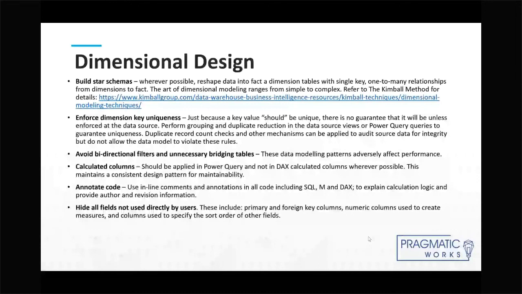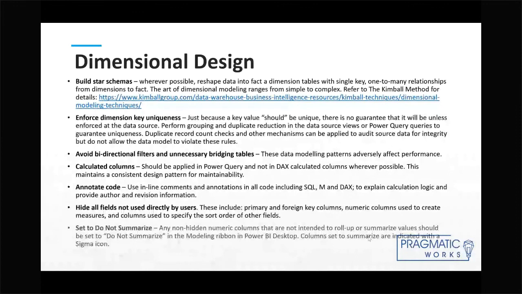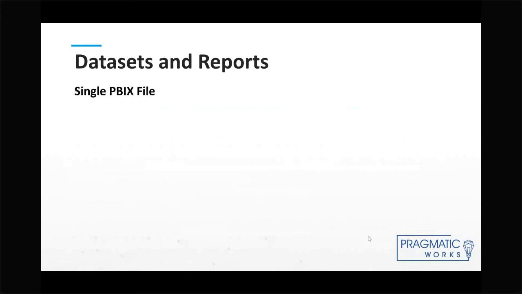And anything that users don't need to use, keys, columns that are just there for sorting purposes, hide all of those things. And set any numeric columns that are not used for measures, not used for aggregation, set them to do not summarize. Now, if you're going to hide those columns, then you don't necessarily need to go through that exercise. But I'm a little OCD, and so I spend a lot of time with these things, making sure that they're very clean, very neat.